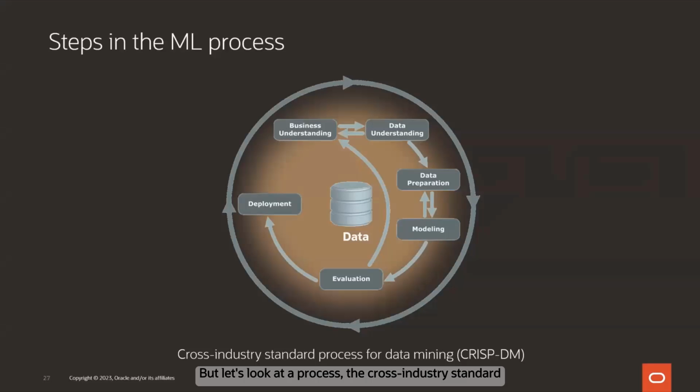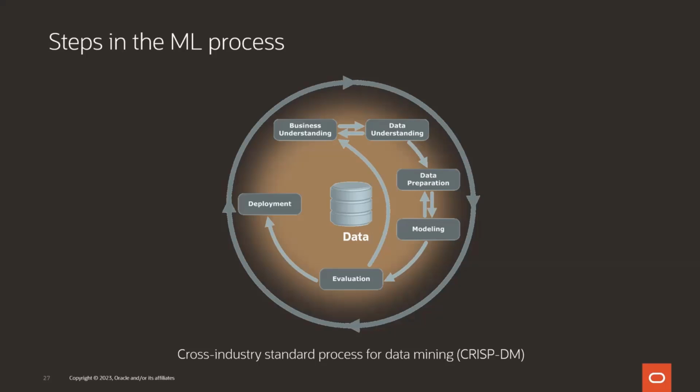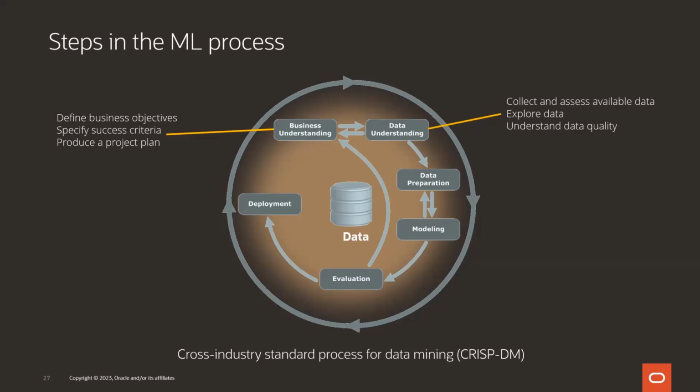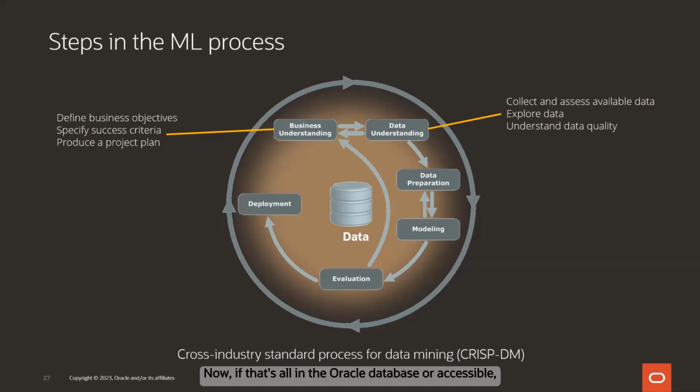This is a bit of a, I'd call it a cartoon, a very high level view of what's involved. But let's look at a process, the cross-industry standard process for data mining, or CRISP-DM, and identify the steps a little bit more precisely. So the first one in this process is business understanding. We need to define the business objectives, and also, perhaps even more importantly, what are the success criteria? How are we going to know that we've accomplished what we need to solve our business problem? We need to have data understanding, collect and assess the available data. Now, if that's all in the Oracle database or accessible even in cloud storage, that simplifies that process as well. We need to explore that data and understand its quality.